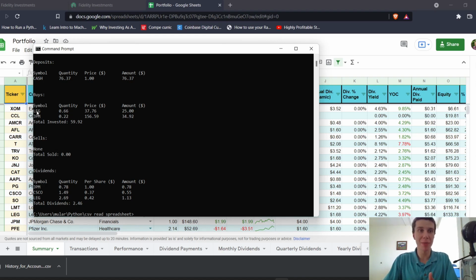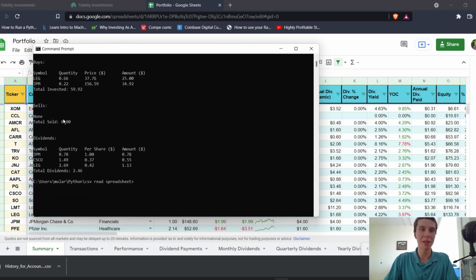So the buys we made this month were Leggett and Platt. We bought about $25 at an average price around $37.76, which is pretty awesome. And JP Morgan, we bought $35 of that at an average price of around $156. We did not sell anything.